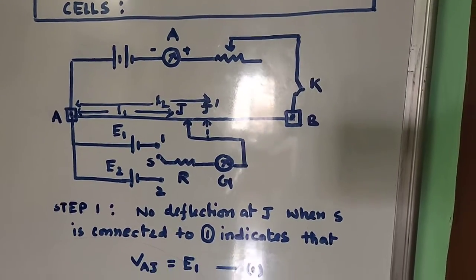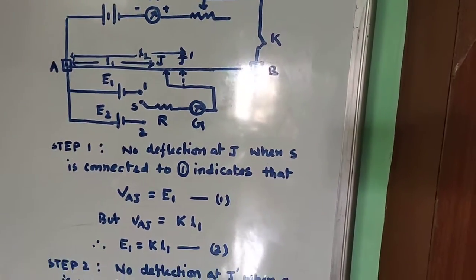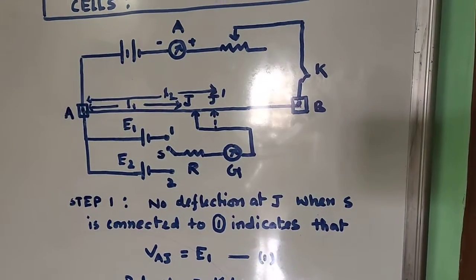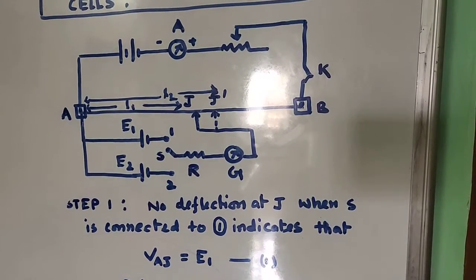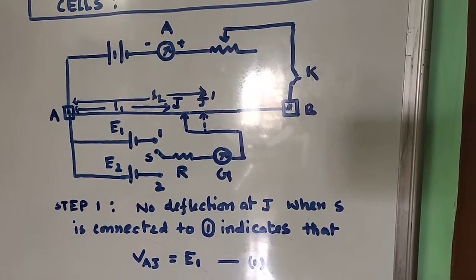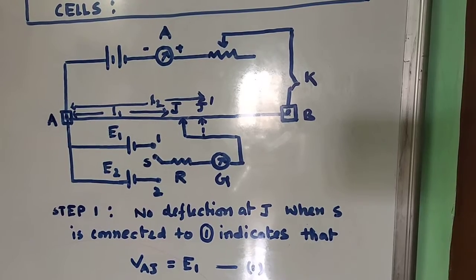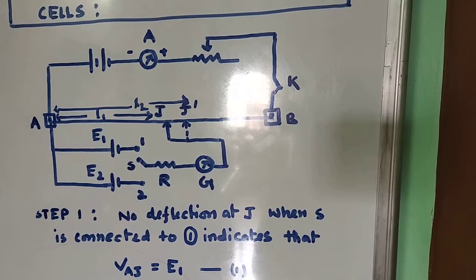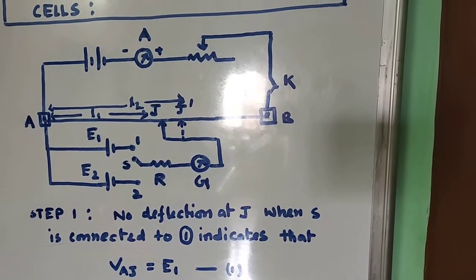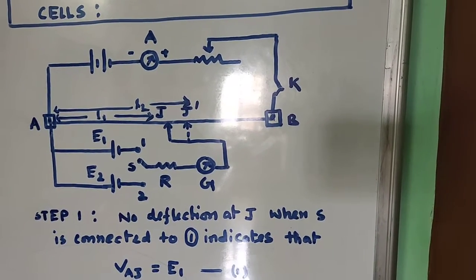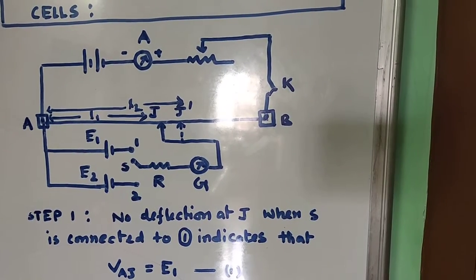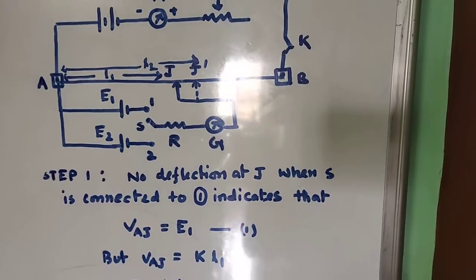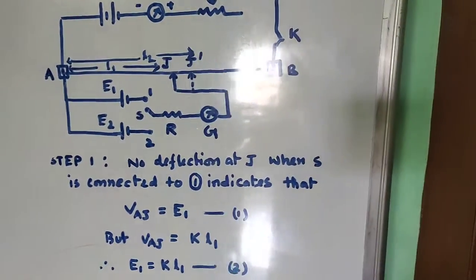Let me read this out. Why do we get the null point at J when EMF E1 is connected? The reason is that at that stage the EMF E1 balances the terminal potential difference across A and J. And we get the null point at J dash when we connect S with 2. Under that condition, the terminal potential difference between A and J dash is equal to the EMF E2.